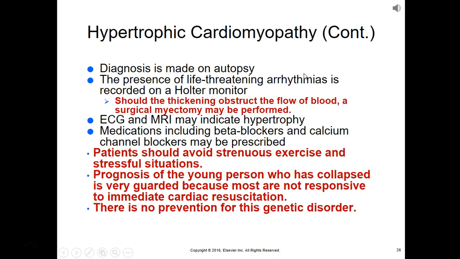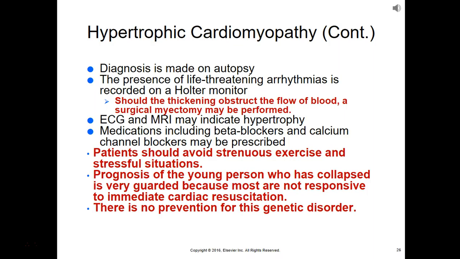So the diagnosis for HCM is going to be made on autopsy. The presence of life-threatening arrhythmias could be recorded on a Holter monitor if the patient is alive. So if the patient survives the symptoms of this, they could be on a Holter monitor. Should the thickening obstruct the flow of blood, a surgical myectomy will be performed. ECG or EKG and MRI may indicate hypertrophy.